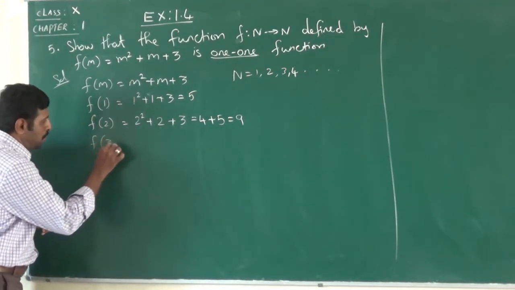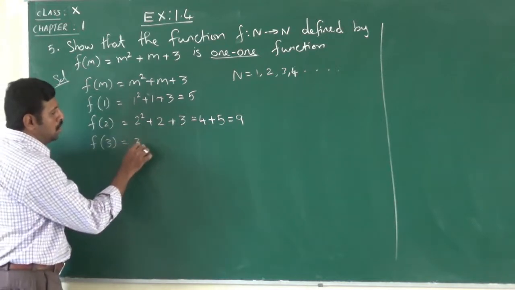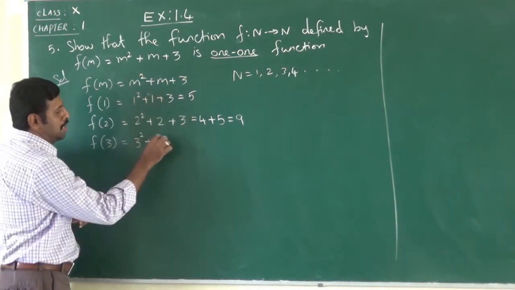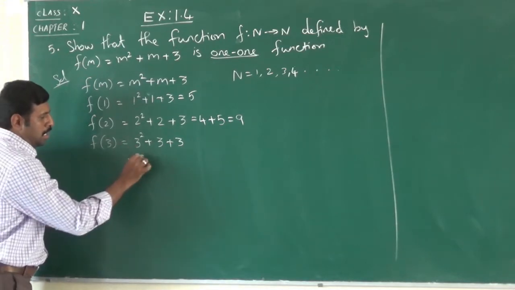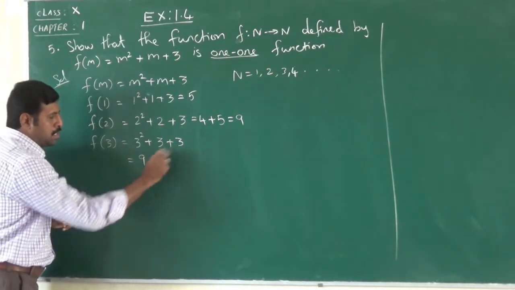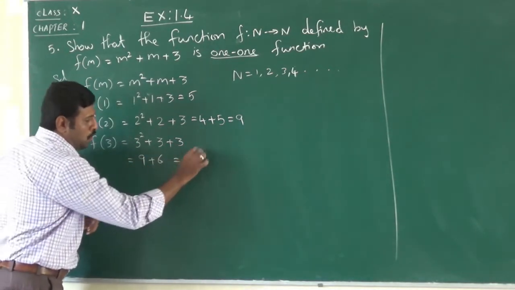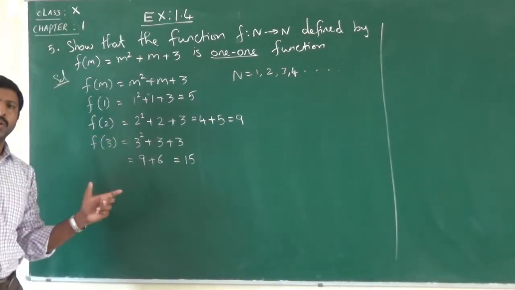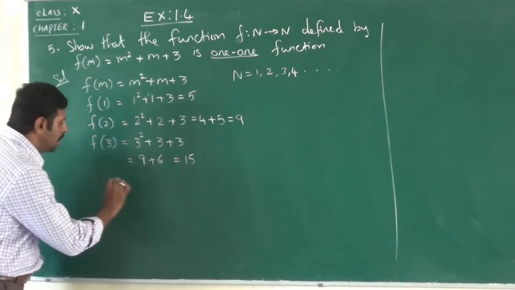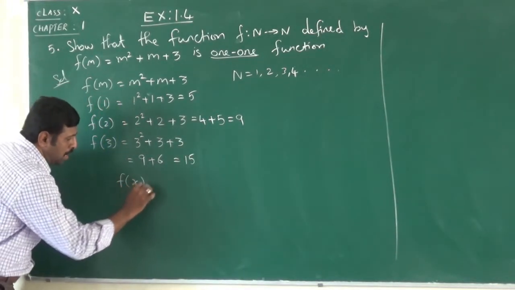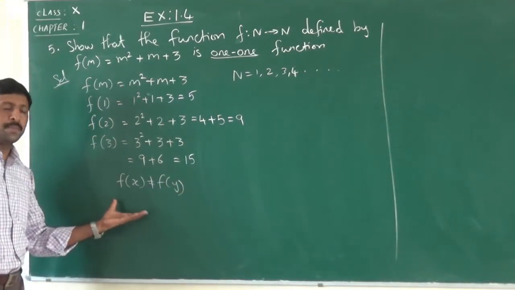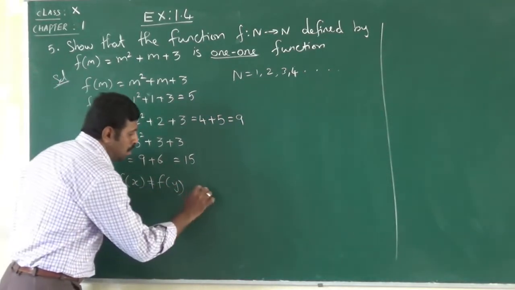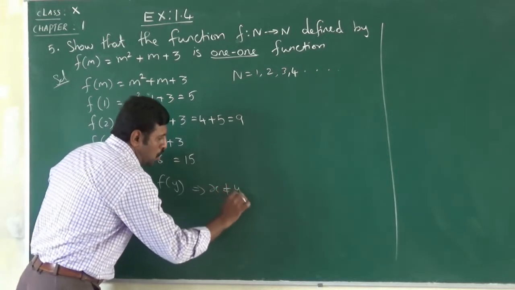Let me take f of 3 is equal to 3 square plus m, that is 3, plus 3. Here 3 square is 9. 3 plus 3 is 6. This term is equal to 15. We want to prove that the function of x is not equal to the function of y. Then we can say it is a one-to-one function, that is x is not equal to y.